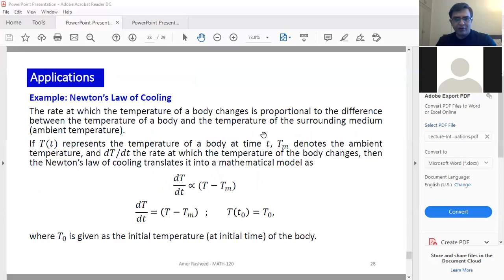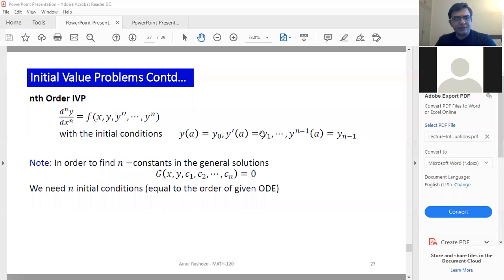Let's move forward now. Applications, we are going to discuss in the next topic, when we'll discuss only first order differential equations. Let's now stop it here, and we are going to discuss only first order differential equations. Till now, if you have any question, you can ask me. Otherwise, I'm going to open the new slides which contain only first order differential equations.